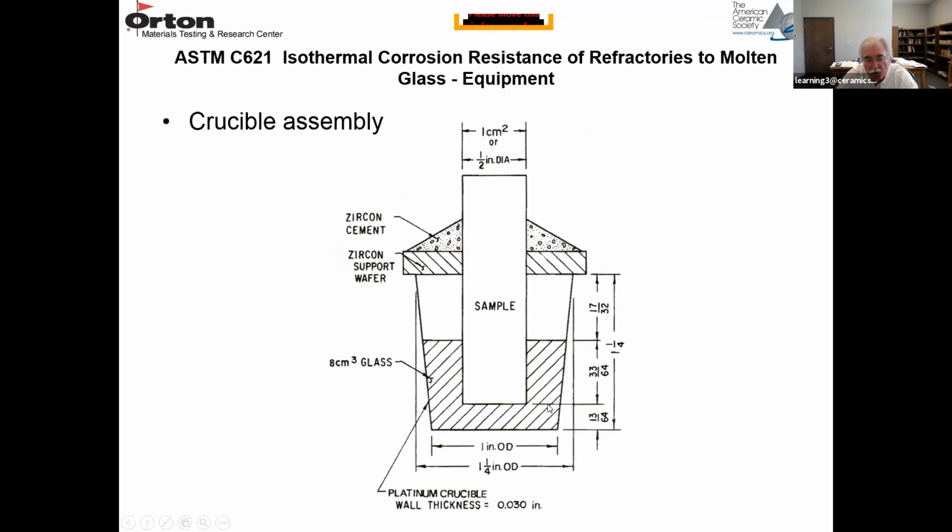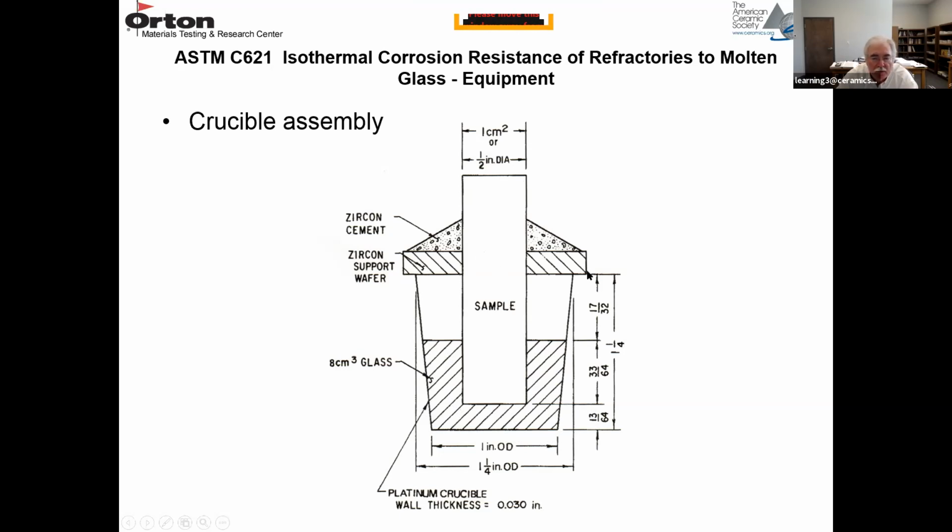Here's your sample. It's 2 inches long. If it's a cylinder, it's a 1/2 inch diameter. Here's your platinum crucible, and this is your glass. And it specifies what all these distances are, because they all affect the result. How far the bottom of the sample is to the bottom of the crucible, the bottom of the sample to the glass line, the total amount of glass that's in the crucible, the size of the crucible.